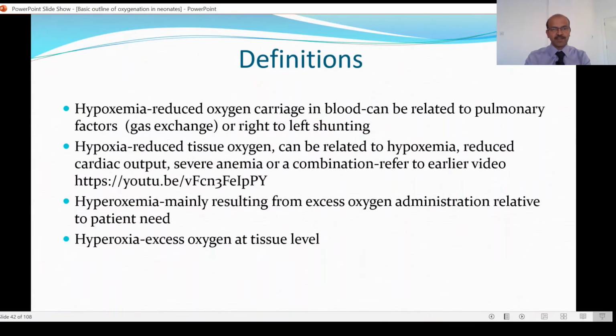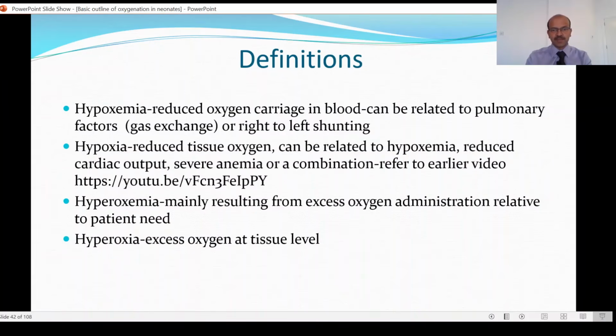So we have hypoxemia, where there is reduced oxygen carriage in the blood. As we discussed in the first video on oxygen, this can be related to pulmonary factors which affect gas exchange or right to left shunting. The next aspect is hypoxia, where there is reduced tissue oxygen. So this can be related to reduced oxygen in the blood, which is hypoxemia, or it can be due to reduced cardiac output, severe anemia, or a combination.